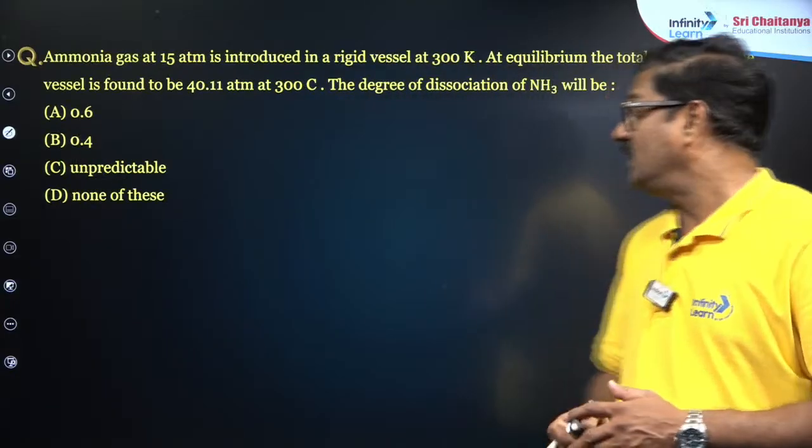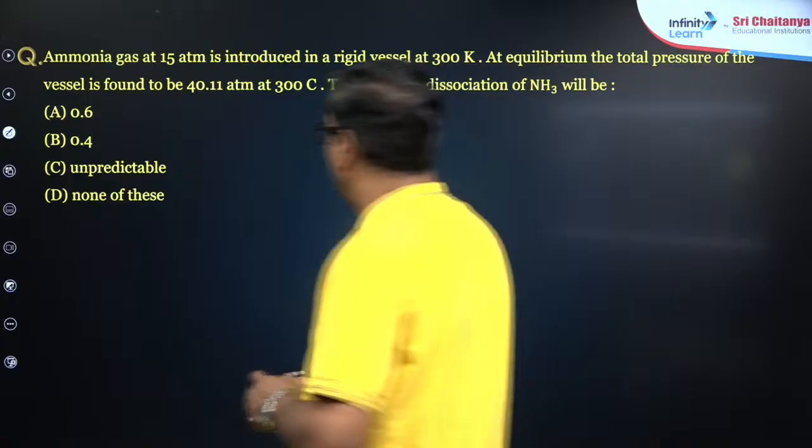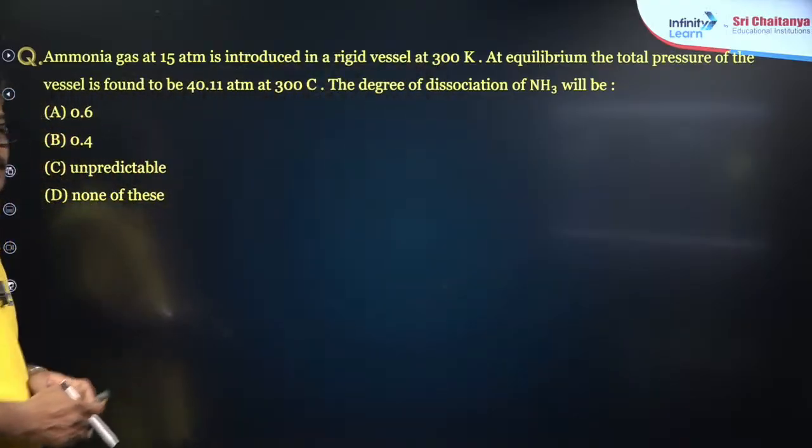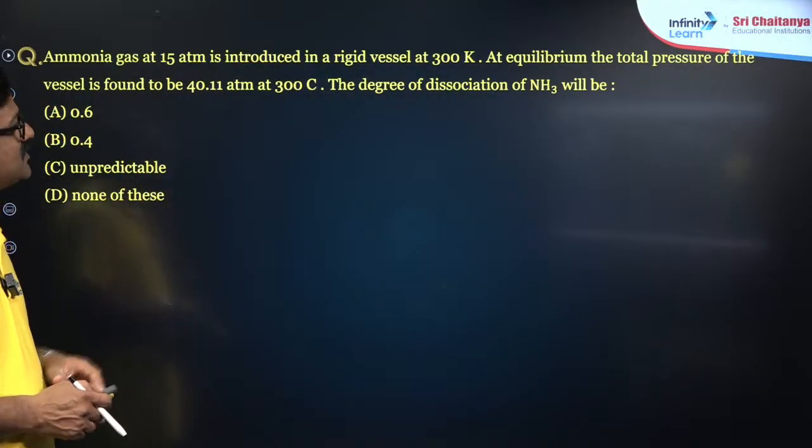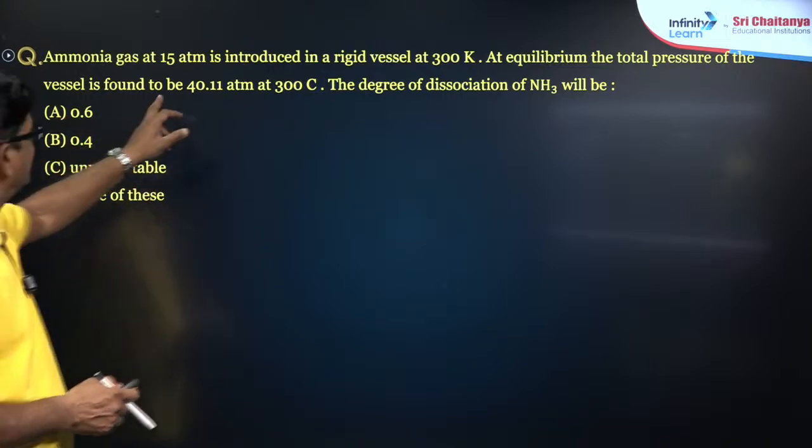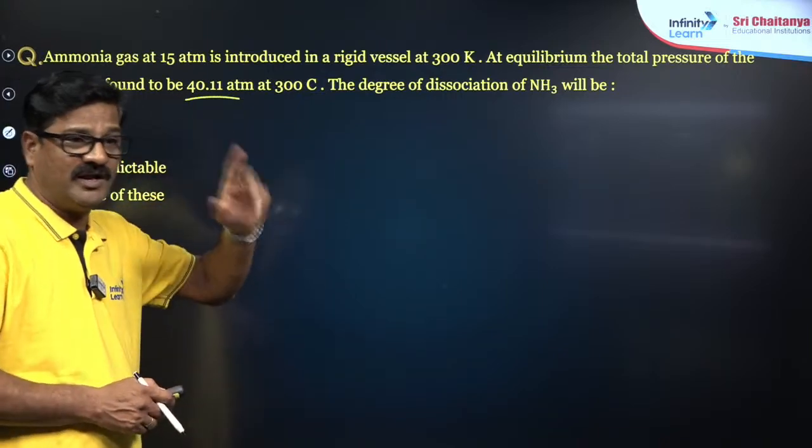Next. Ammonia gas at 15 atm is introduced in a rigid vessel at 300 Kelvin. At equilibrium, the total pressure of the vessel is found to be 40.11 atm.